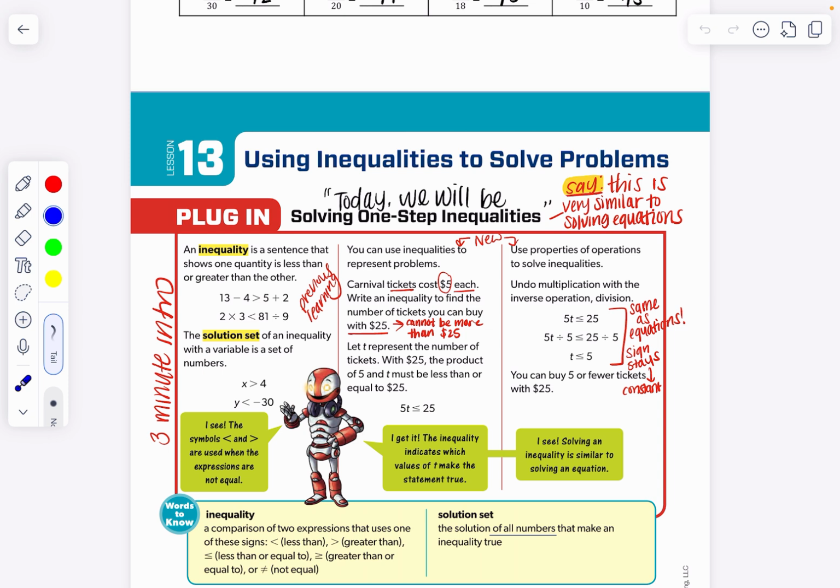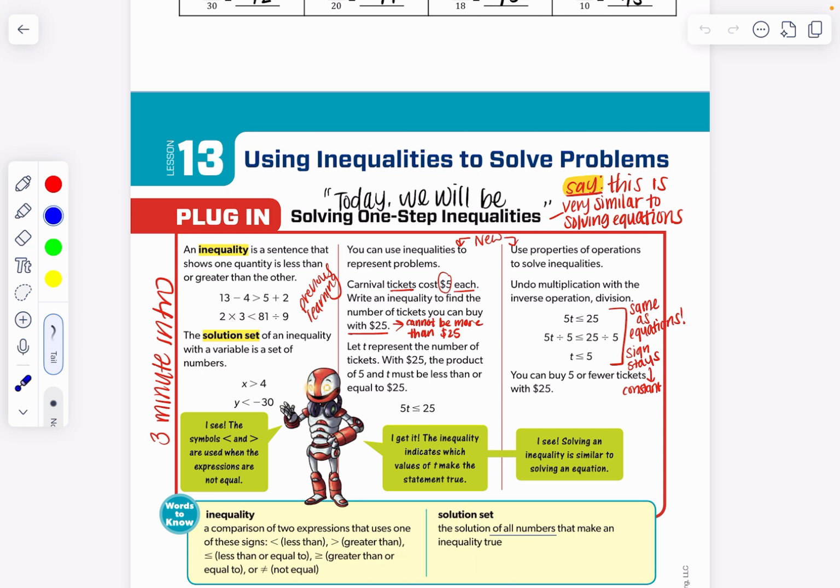Undo multiplication with the inverse operation division. Same thing, undo division with multiplication, undo addition with subtraction, and undo subtraction with addition. So in this example here, we have 5t is less than or equal to 25, right? In our previous lessons with equations, we would have had 5t is equal to 25. Same concept, only thing that's different, again, is that we're using the inequality symbols now.